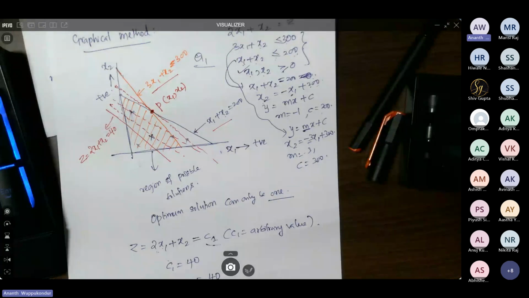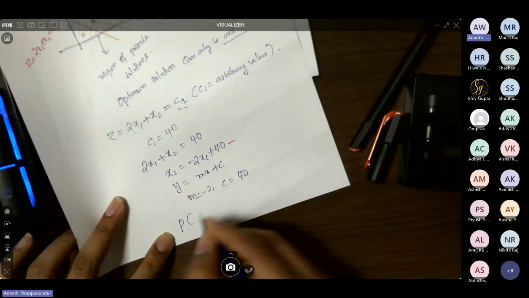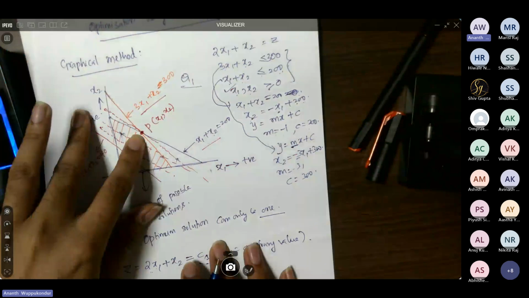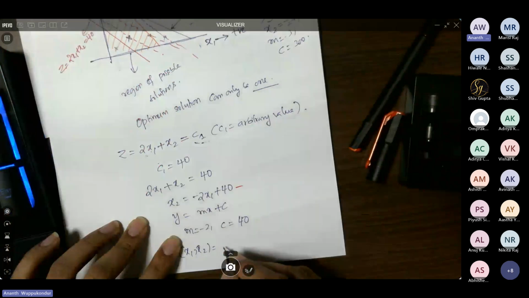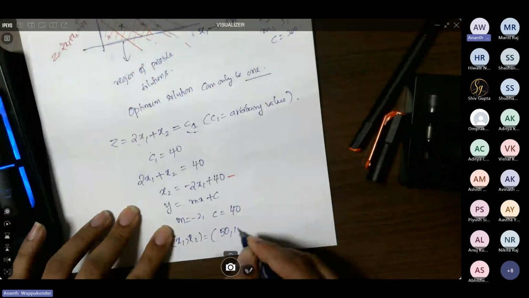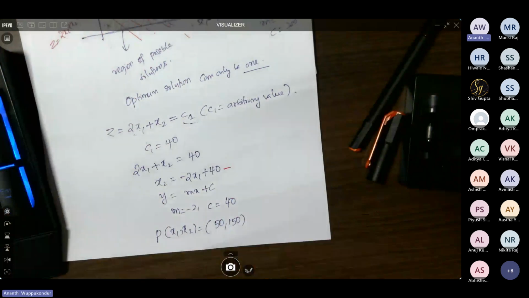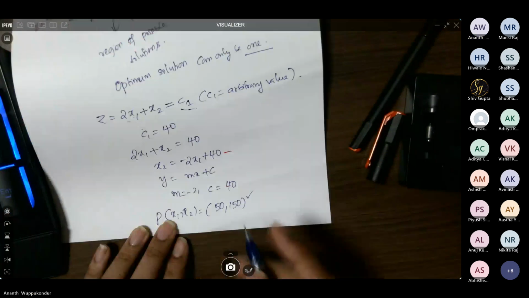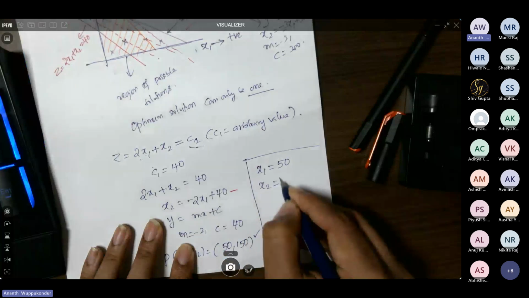And in this example, if you plot this on an actual scale and find out the coordinates for the point P, what you get is P (x1, x2) would be 50 and 150. So this is our optimum solution. And what does this mean? So this means our x1 equals 50 and x2 equals 150.